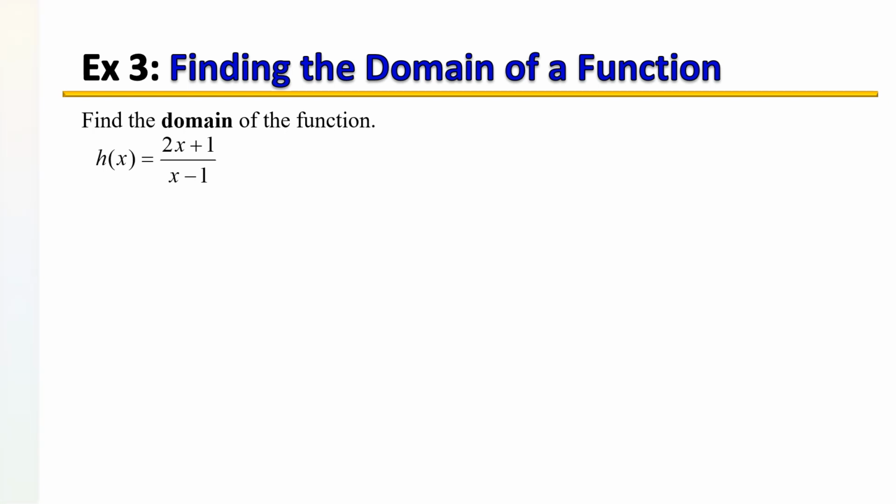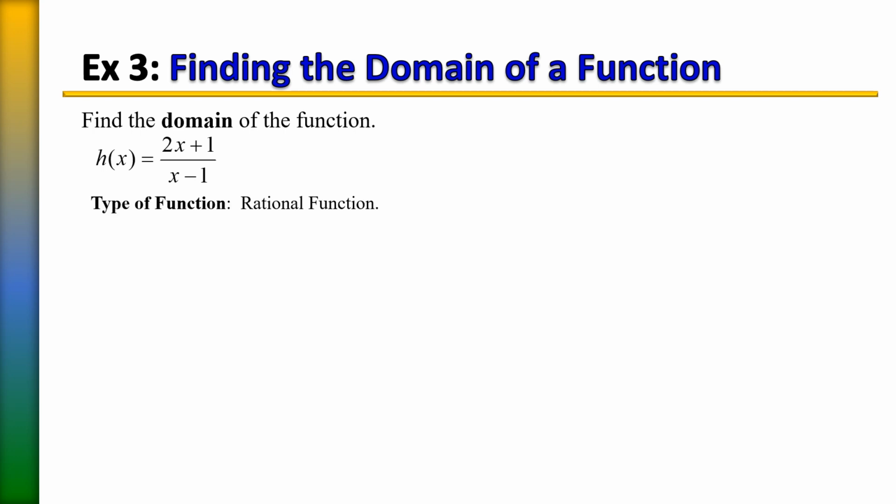In this example, we're asked to find the domain of a function h of x equals 2x plus 1 over x minus 1. Now what you should have noticed here, the fact that this function has a top and bottom, is that this is a rational function.